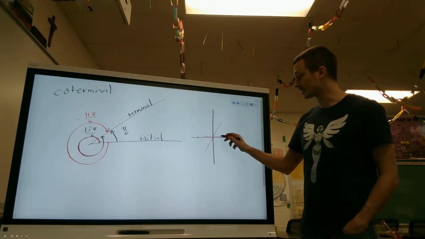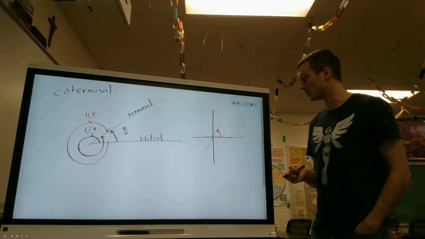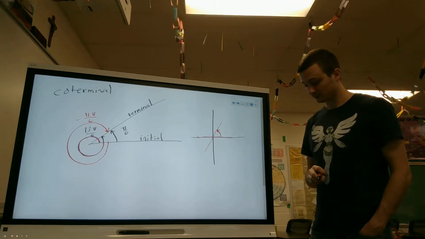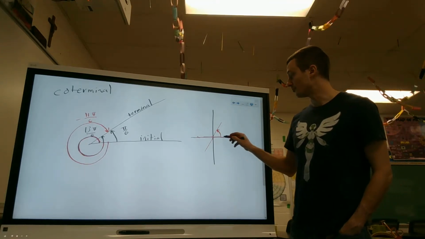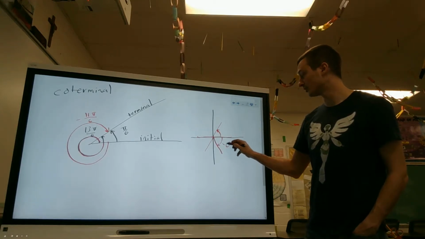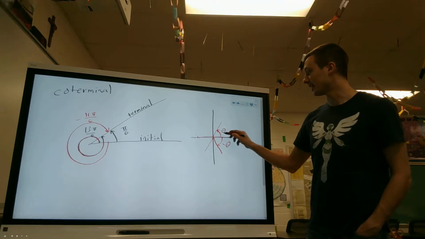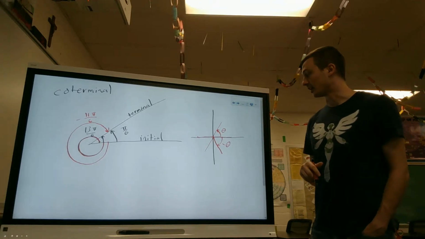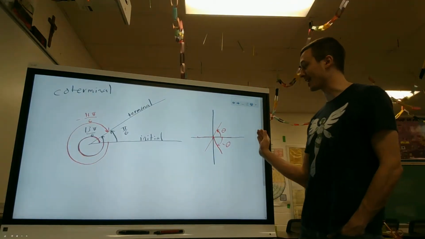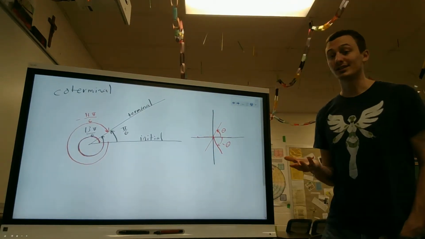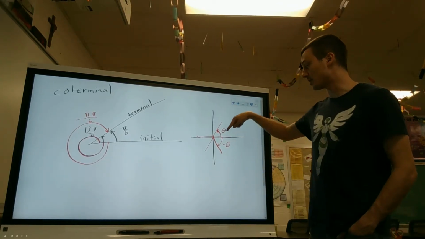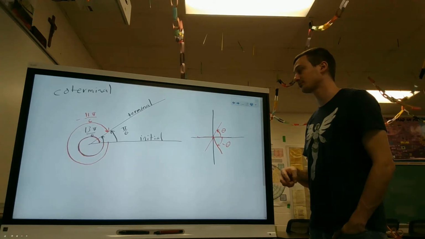Furthermore, this could be not in standard position if this side is the initial side. But if this side is the initial side and I measure up to the terminal side, that is in standard position. So I can also measure down to a terminal side, but this would be a negative angle. Maybe that's theta, and this is negative theta. So if the initial side is on the positive x-axis and you're measuring in a counterclockwise direction, that is an angle in standard position. It could still be in standard position if you measure clockwise, but it would be a negative angle.